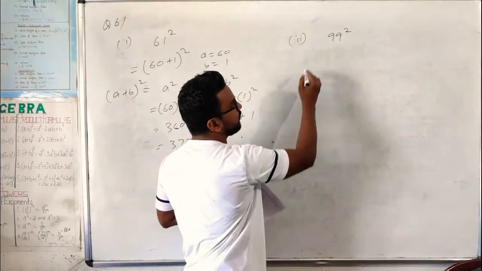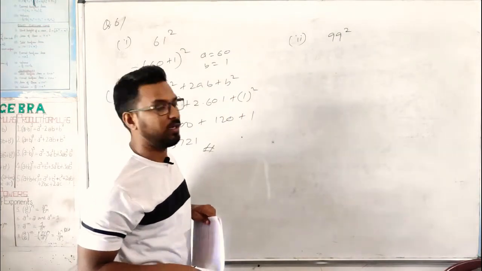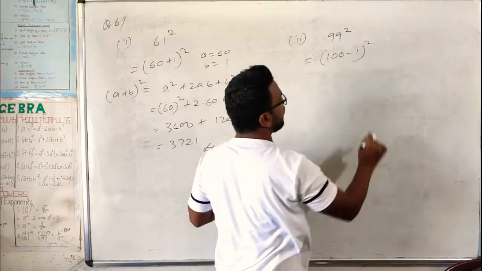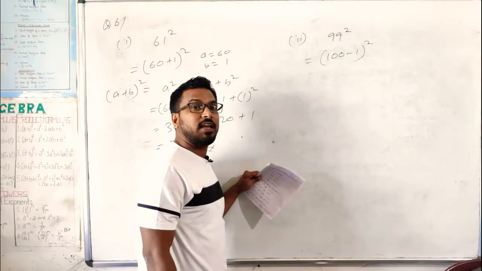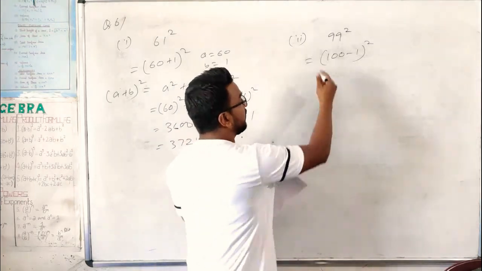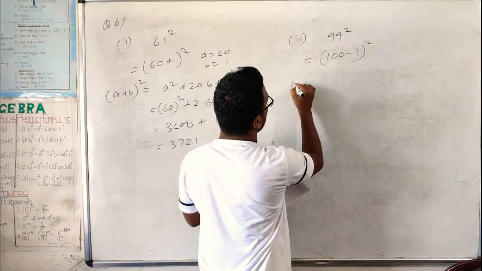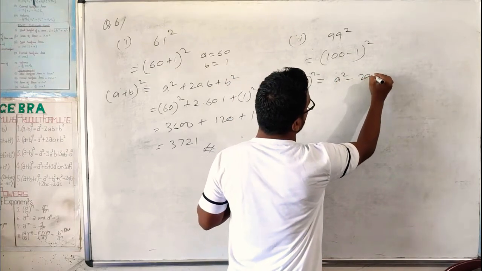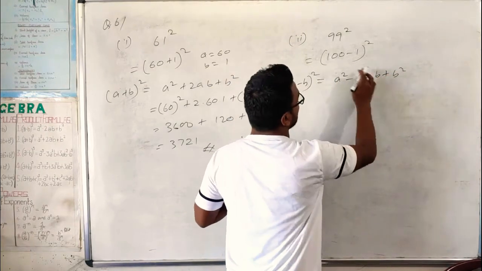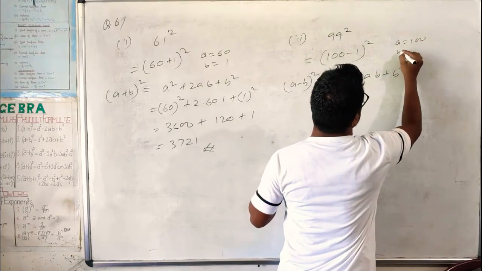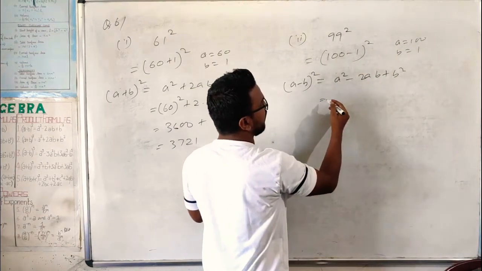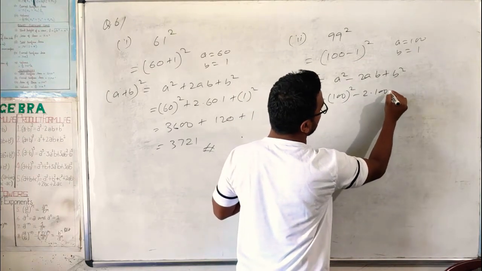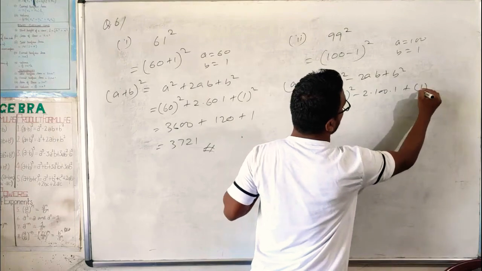We'll do this one. This can be written as 100 minus 1. So this will follow which formula? The second formula, a minus b whole square formula. So let me write the formula: a minus b whole square is a square minus twice ab plus b square. So here a is 100 and b is 1. You just replace the value of a. It is 100 square minus 2 into 100 into 1 plus 1 square.